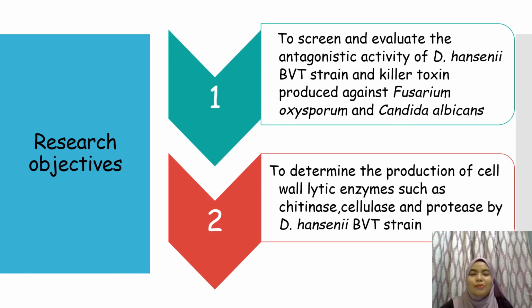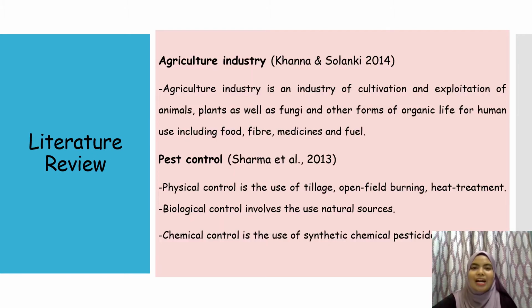First objective is to screen and evaluate the antagonistic activity of killer toxin produced against pathogenic fungi, which is Fusarium oxysporum and Candida albicans. Second objective is to determine the production of cell wall lytic enzymes such as chitinase, protease and cellulase. Literature review. Agriculture industry is an industry of cultivation of animal, plant and fungi for human use.